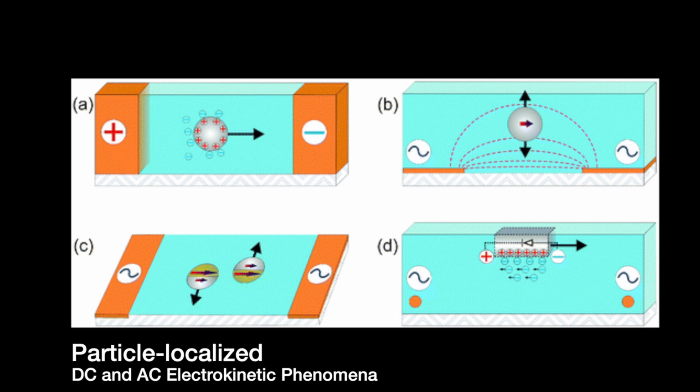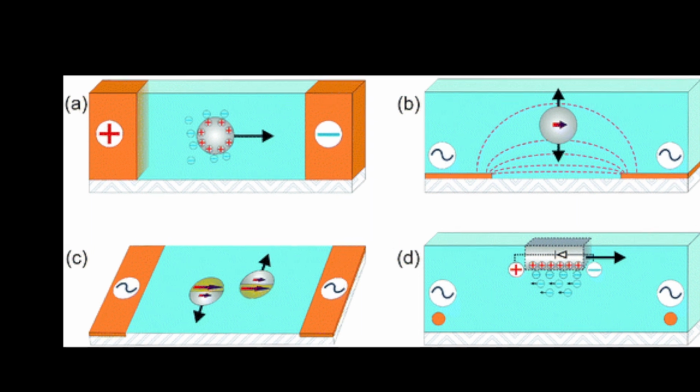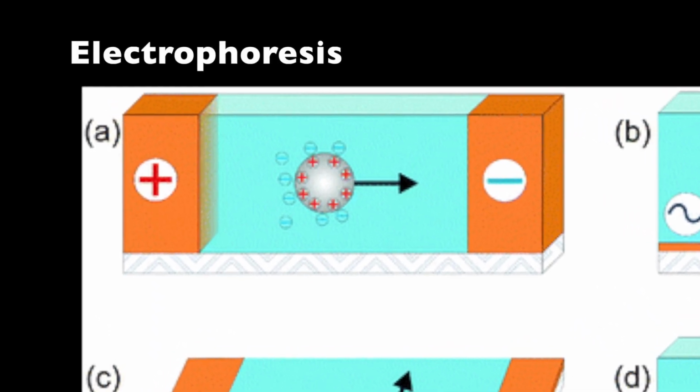So here shows the schematics of a few categories of particle-localized DC and AC electrokinetic phenomena. Picture A shows the electrophoresis.